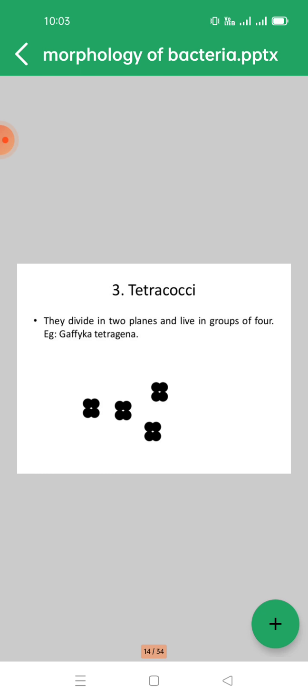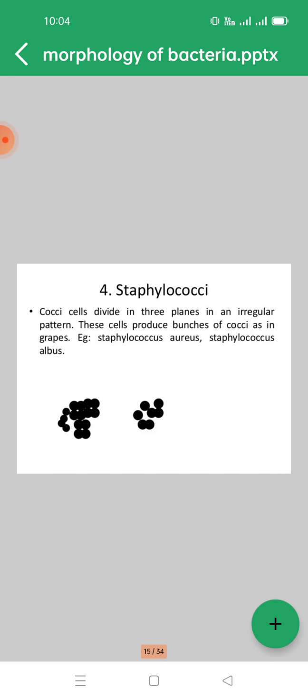Next is Tetracocci. Tetracocci divide in two planes and form groups of four. For example, Kefica. So four cells are arranged in two planes.